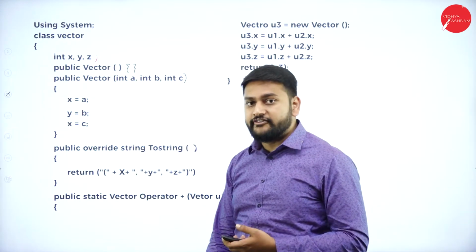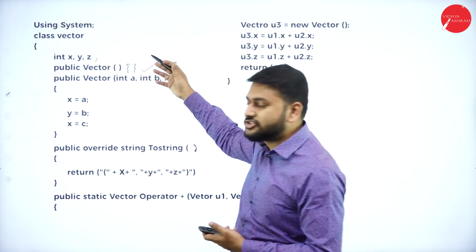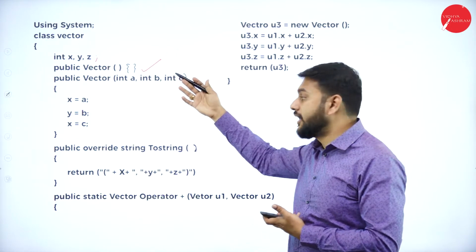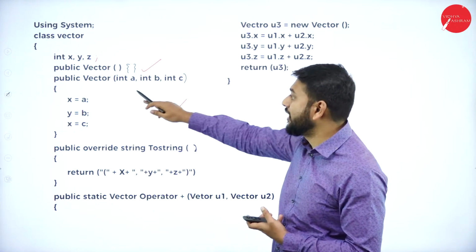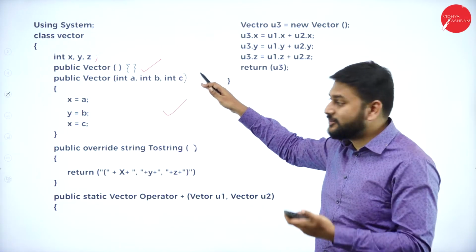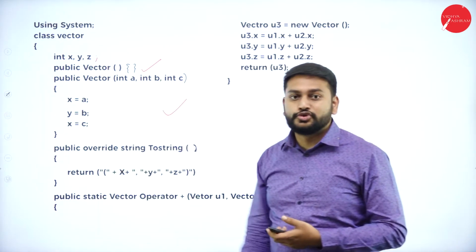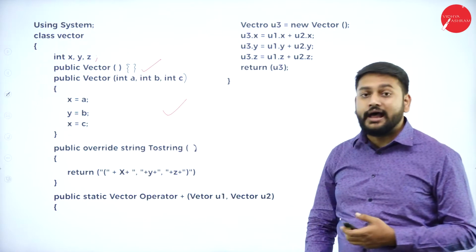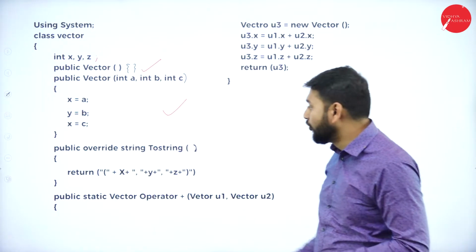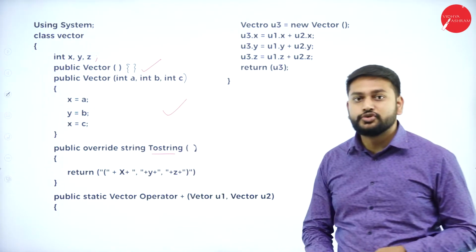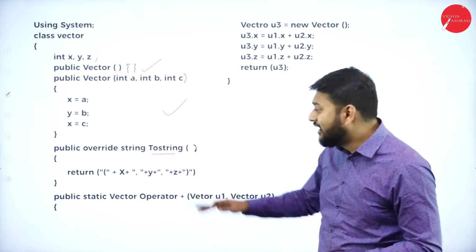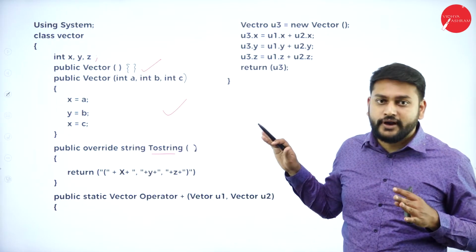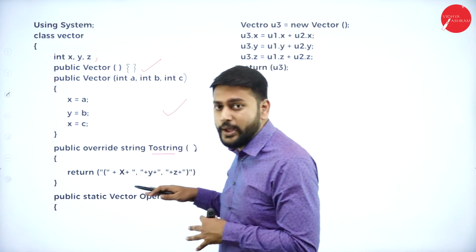All right, so after that, we have a default constructor for the vector, and then a parameterized constructor where I have three variables, int a, b, c, and I'm assigning the values to x, y, z. Cool. So after that, observe here, I have one function which I'm trying to override. That is the toString method, which prints the x, y, z values.